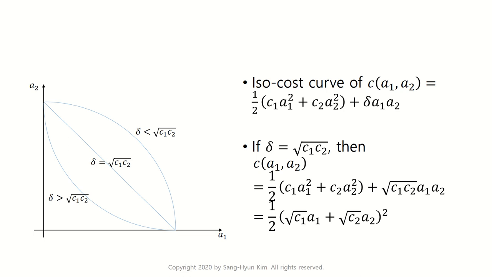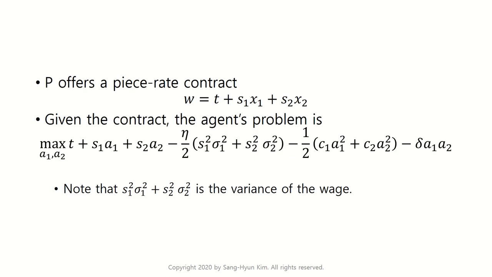Okay, so that's why we want to focus on the situation where delta is smaller than square root C1 and C2. So we want to focus on the interior solution. Okay, and the principal offers a piece rate contract or the linear contract as before. So W, the wage, is T plus S1 times X1 plus S2 times X2. And given this contract, the agent's problem can be written like this. So we have seen this, we have done this.